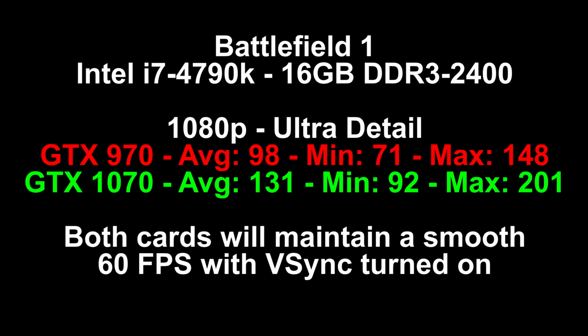1080p resolution, Ultra HD, GTX 970, an average of 98 frames per second, minimum of 71, and a max of 148. That is totally and completely playable. Turn VSync on and you'll have a smooth, solid, steady 60 frames per second with no issues. Yes, performance will vary from map to map and situation to situation, but I have no doubt a GTX 970 will play this perfectly at 1080p.